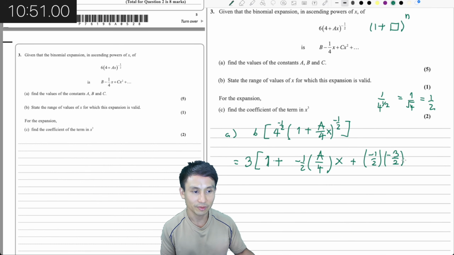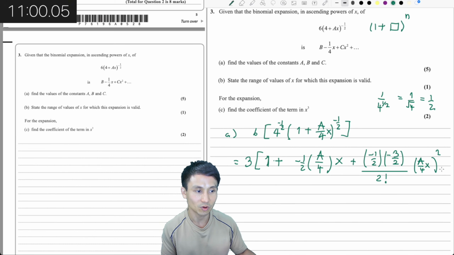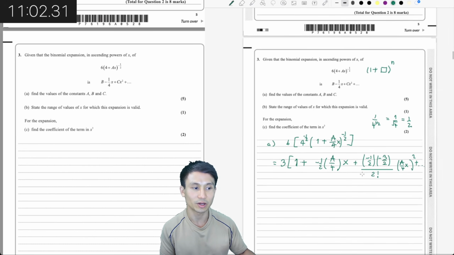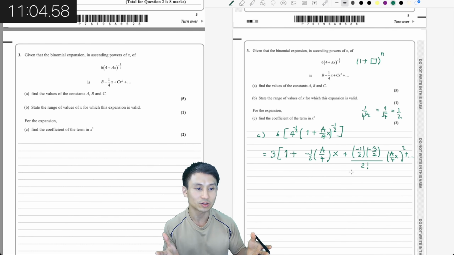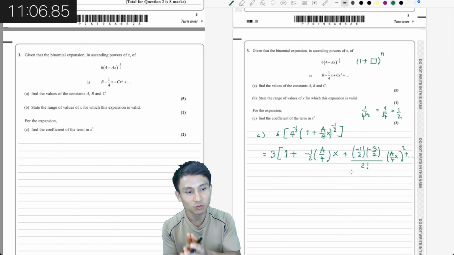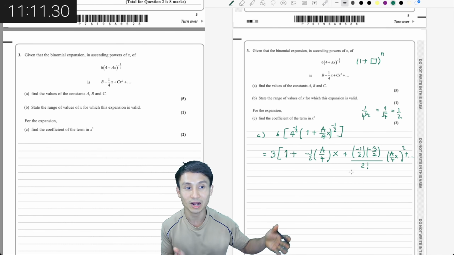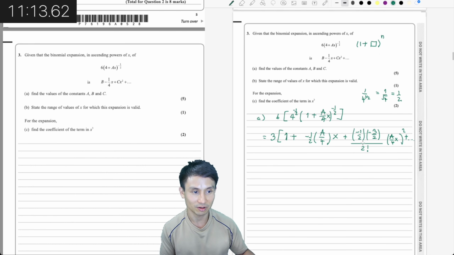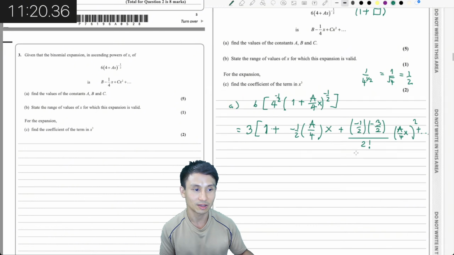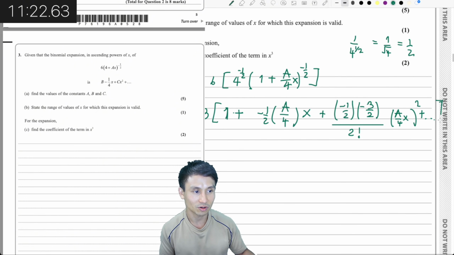That's the formula. And then you've got to divide that by 2 factorial. And then this will be a over 4x, squared. So that keeps going. If you want to expand to the next one, it will be minus 1 over 2 times minus 3 over 2 times minus 5 over 2, because you keep subtracting by 1, right, for the group here. And then that one would be divided by 3 factorial, and this would be to the power of 3, yeah? Okay, so I'm just going to close the bracket here.